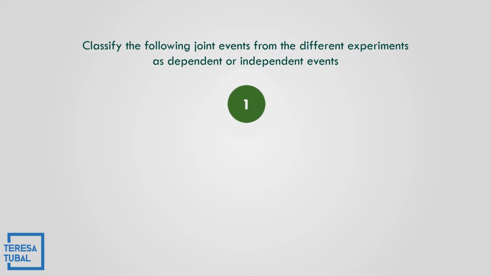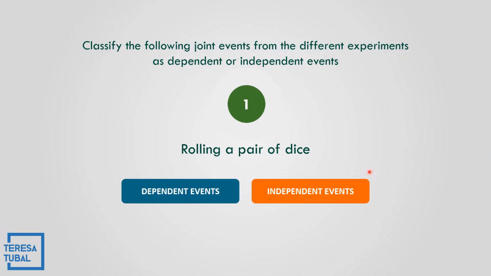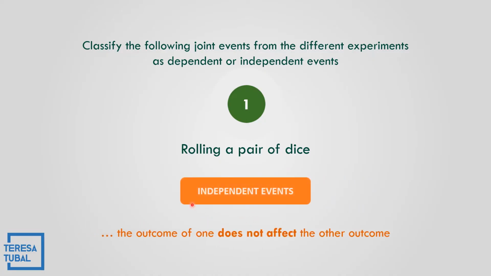So let us classify the following joint events from the different experiments as dependent or independent events. In example number 1, rolling a pair of dice. Dependent events or independent events? What do you think? Okay, correct. So that is independent events. The outcome of one does not affect the other outcome.